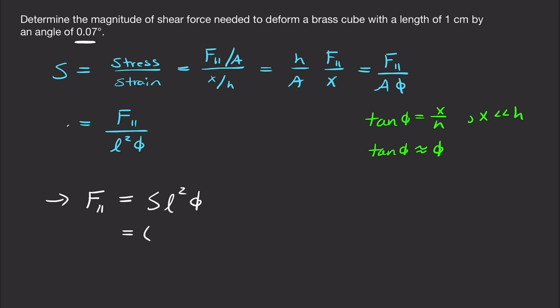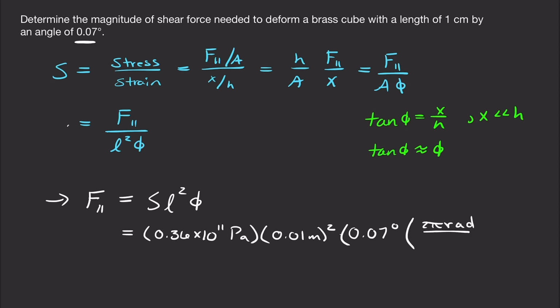And so if we plug all of this in, the shear modulus for brass, if we look that up, it's 0.36 times 10 to the 11th pascals times the length, which is 0.01 meters, and that needs to be squared, times 0.7 degrees, but we need this in radians, so I'm just going to convert it here. You could do it separately. 2 pi radians for every 360 degrees. Okay, and if we plug all of that in, we get 4,400 newtons, or 4.4 kilonewtons.